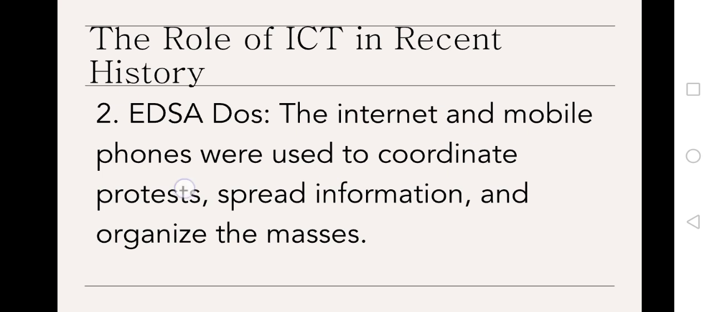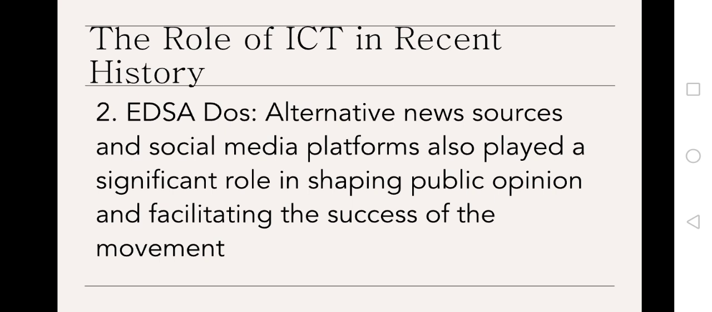So yun po. Alternative news sources and social media platforms also played a significant role in shaping public opinion and facilitating the success of the movement. So that includes social media at that time. However, the social media back then was not like Facebook, Twitter, Instagram. Those did not exist yet at that time. There were earlier social media sites before, however, they no longer exist or are no longer used. So yun po.